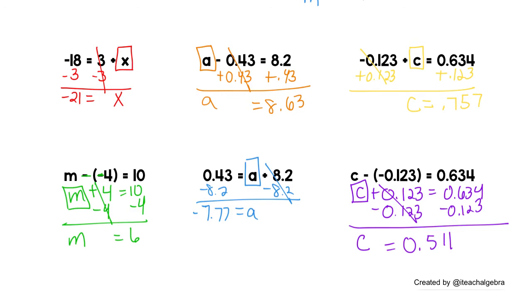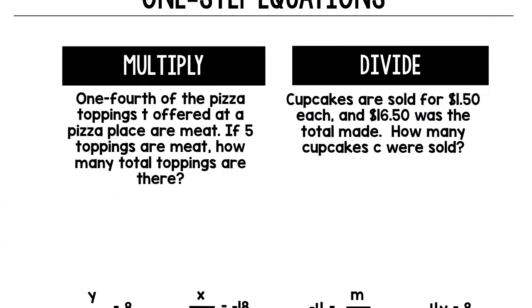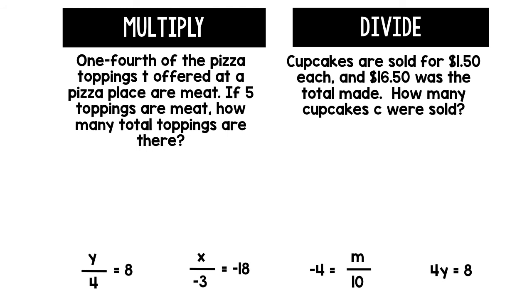All right, that's all the front side. Flip it over, and we're going to try more one-step equations, but this time we're going to be doing multiplication and division. Again, we start out with my personal favorite and your arch nemesis, which is going to be soon your personal favorite, word problems. 1/4 of the pizza toppings T offered at a pizza place are meat. If 5 toppings are meat, how many total toppings are there?